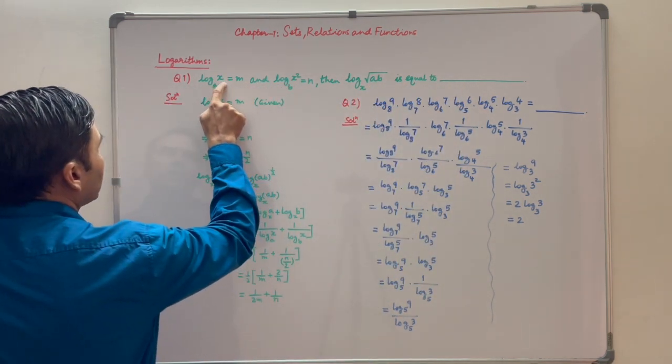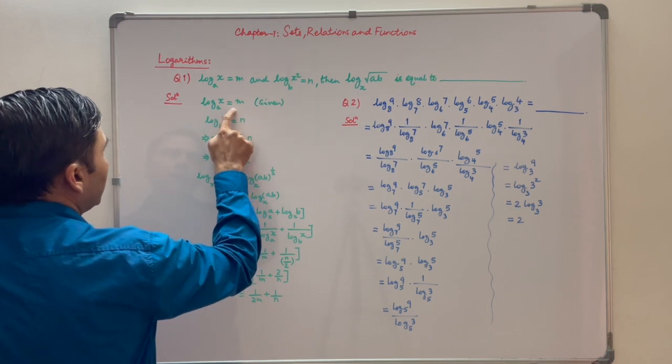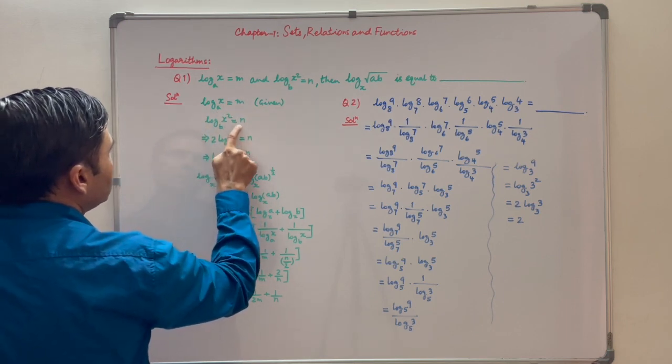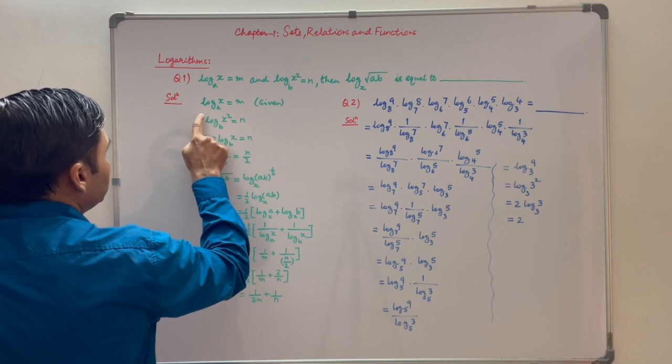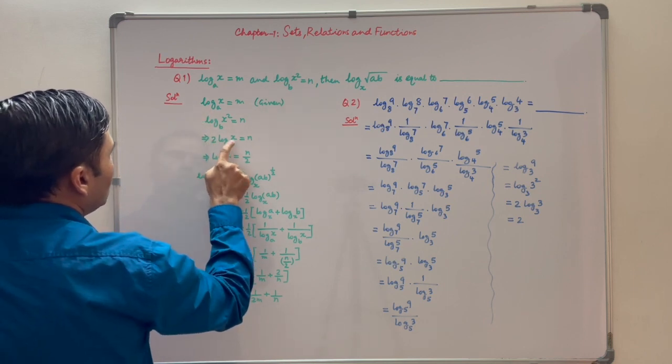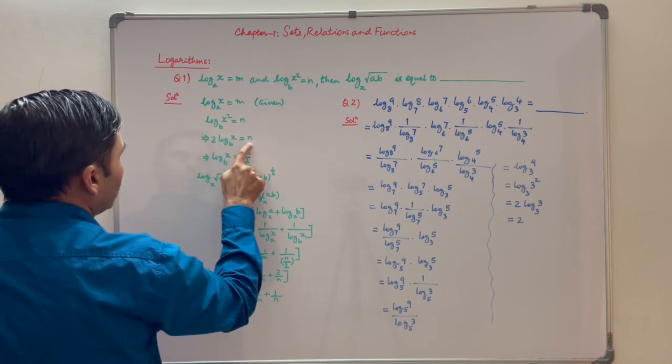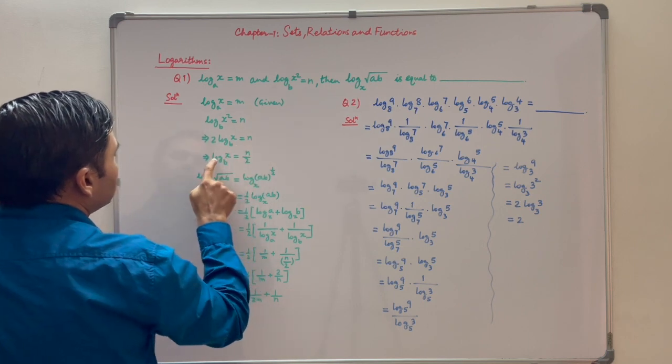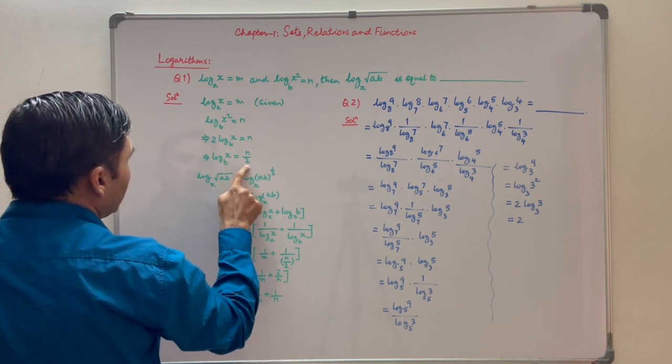It is given that log x to the base a is equal to m and log x square to the base b is equal to n. This power can be shifted here. So 2 log x to the base b is equal to n. Take 2 to the other side. So log x to the base b is equal to n by 2.